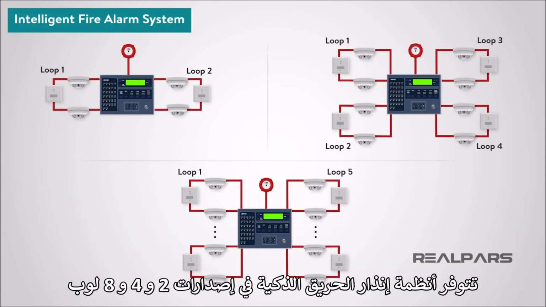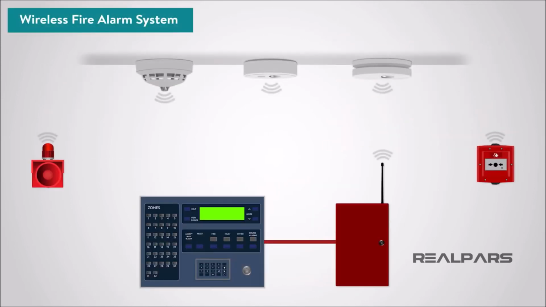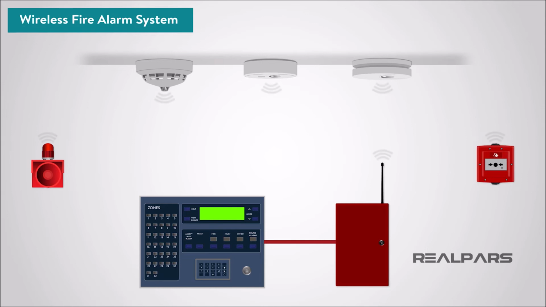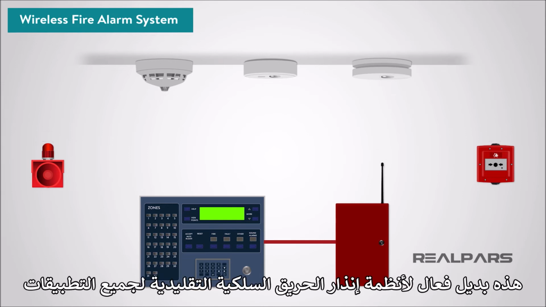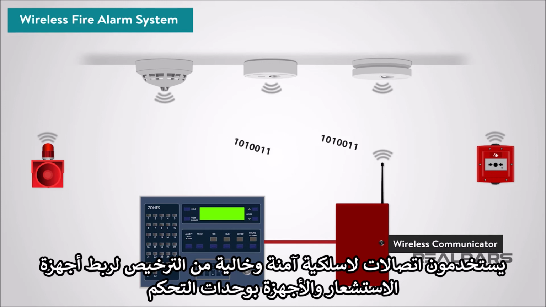Intelligent fire alarm systems are available in 2, 4, and 8-loop versions, which means large premises can be monitored from one single panel. The final type of system we will consider is the wireless fire alarm system. These are an effective alternative to traditional wired fire alarm systems for all applications. They utilize secure license-free radio communications to interconnect the sensors and devices with the controllers.